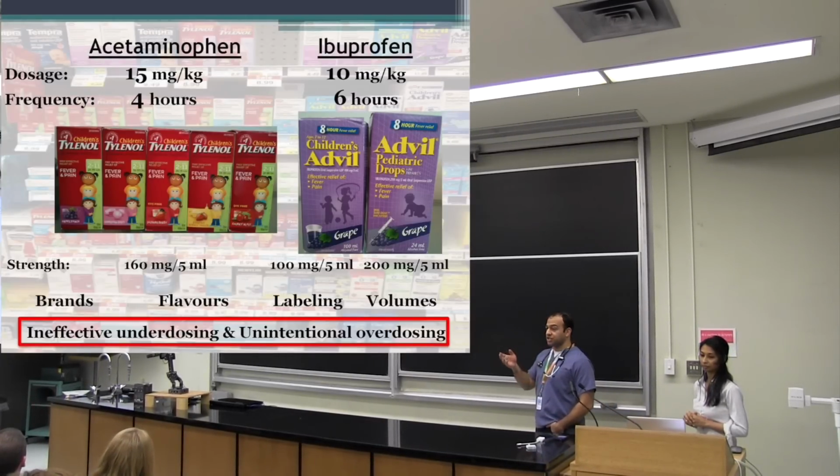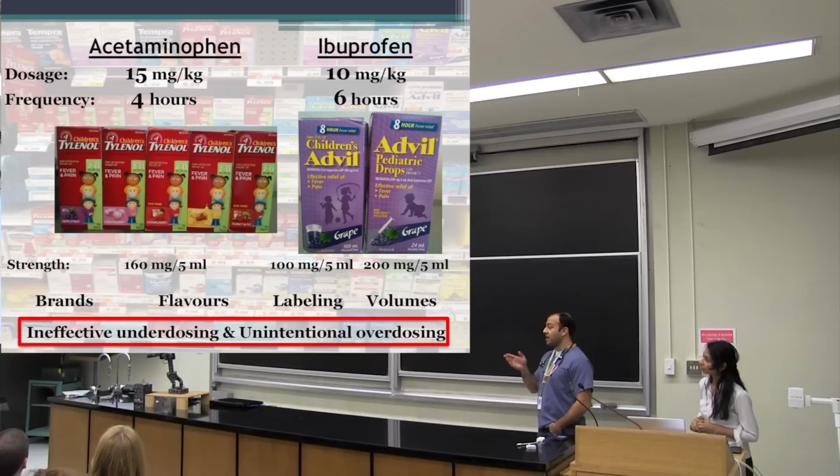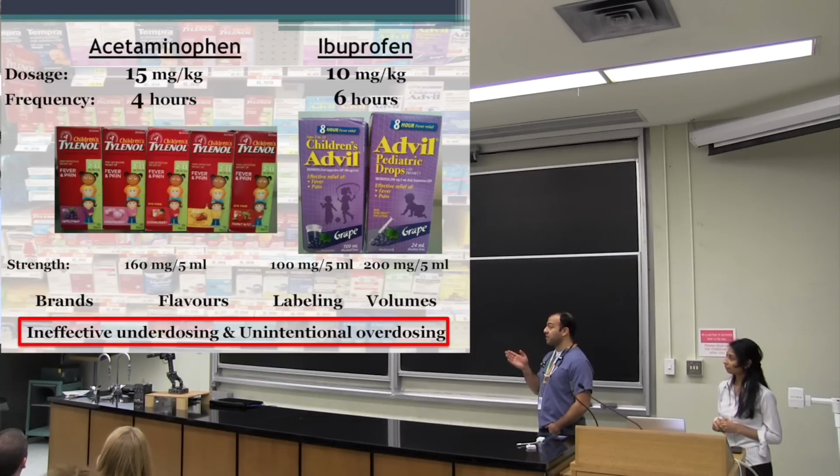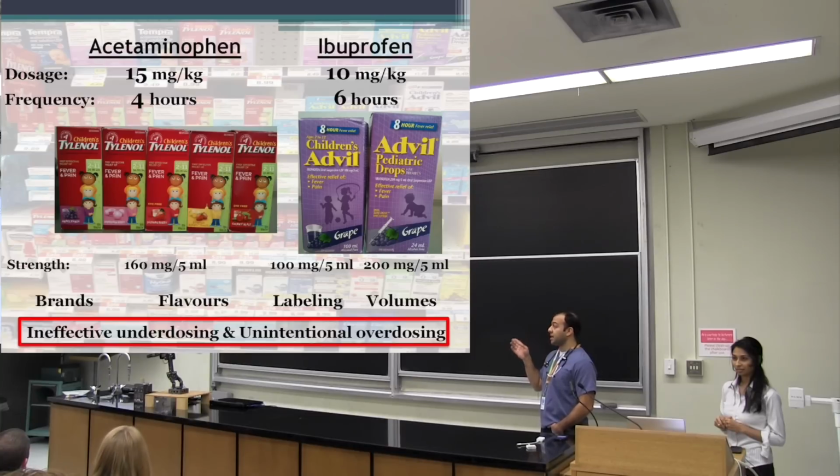They have different dosage and frequencies, and on the left of the screen you can see 5 different examples of Tylenol. They actually all have the same strength, but come in 5 different flavors. And on the right side of the screen, you can see nearly 2 identical bottles of Advil. They have a few differences between them. They're the same flavor, but the strength of the one on the extreme right is actually double the one on the left.